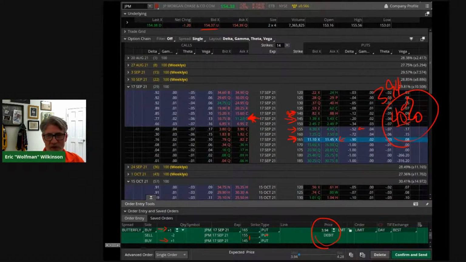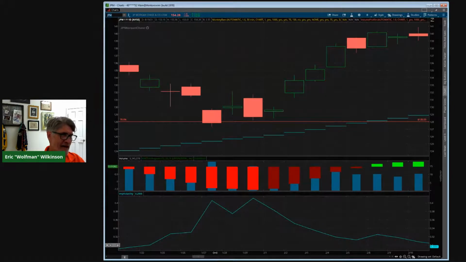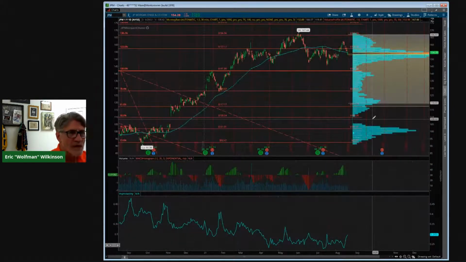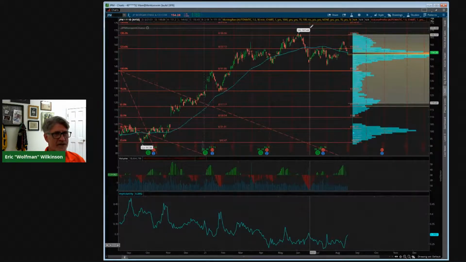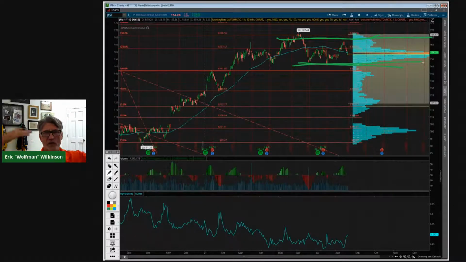Now, when do I get out of this trade? Like I said, because it's defined risk, I'm going to find my JP Morgan chart. With my strikes, I'm range bound on these areas, $10 up, $10 down. If I throw in a couple of lines, the 165 strike and the 145 strike, with this as resistance and this as support, I'm still within that with my defined risk.